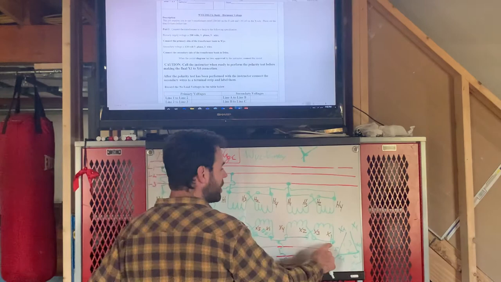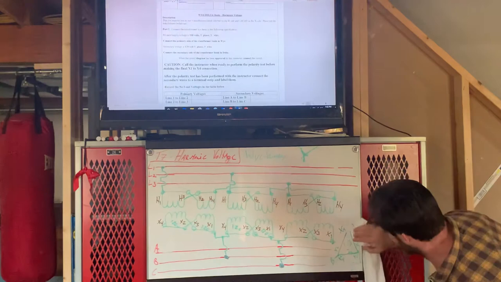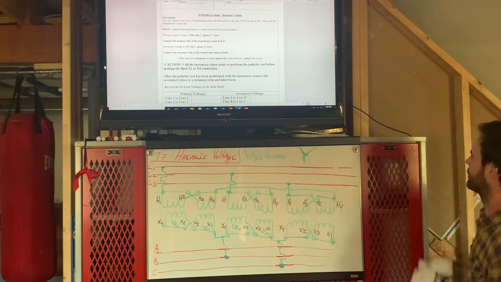I'm just cleaning this up here so it's not as busy because as you guys can see, I don't have a giant dry erase board anymore. I got this tiny little thing that my kids color on.